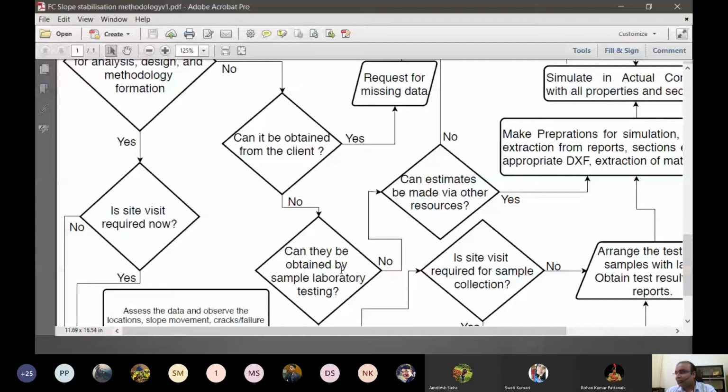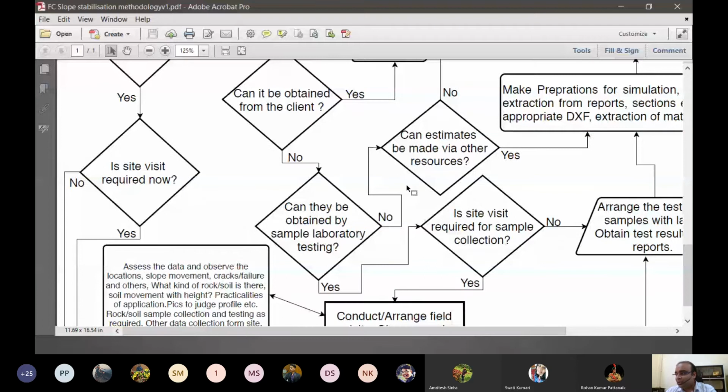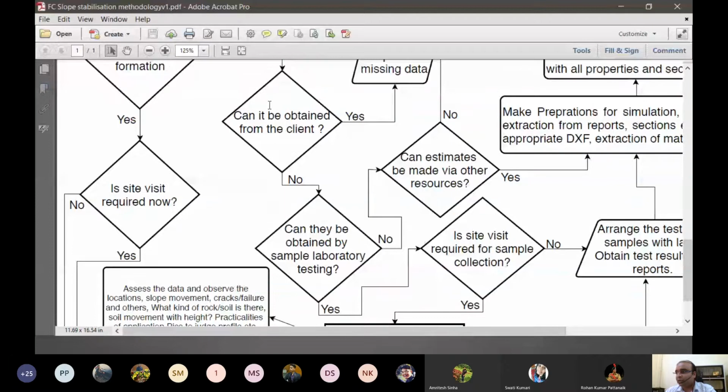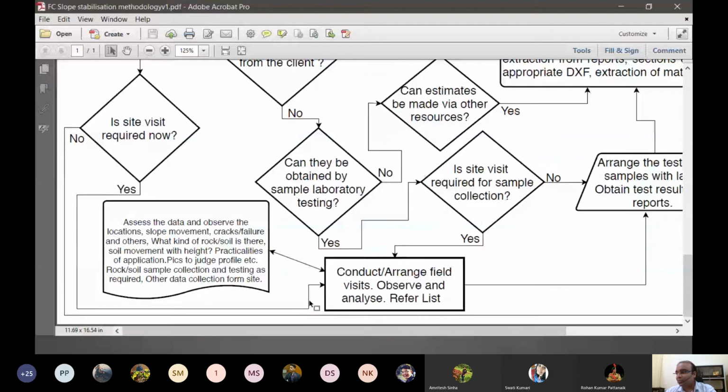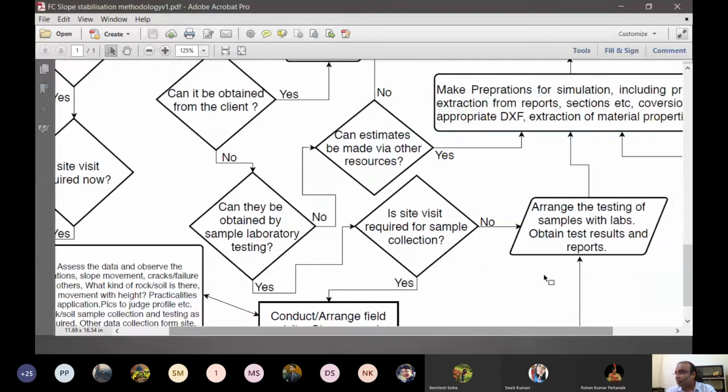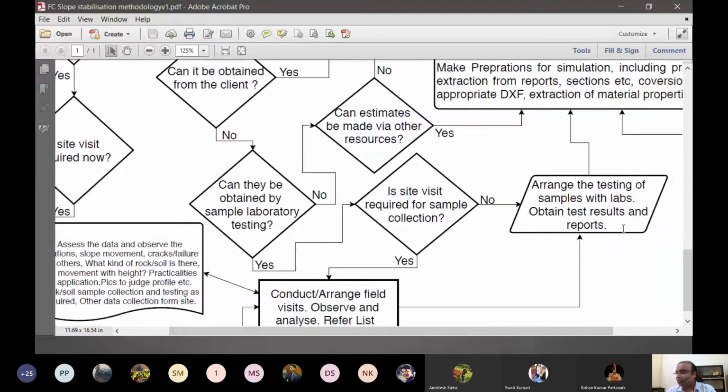And if not, can estimates be made via other resources? So all these considerations were there. So let's take it maybe slowly now. Can they be obtained by sample laboratory testing? So if the client is not able to provide the data, we ask for laboratory testing, if laboratory testing can be done to get that data. If yes, then for that also, do we require a site visit for sample collection? If yes, then again go to that process, the site visit process. And if not, then arrange for the testing of samples with labs and obtain the test results, correct?